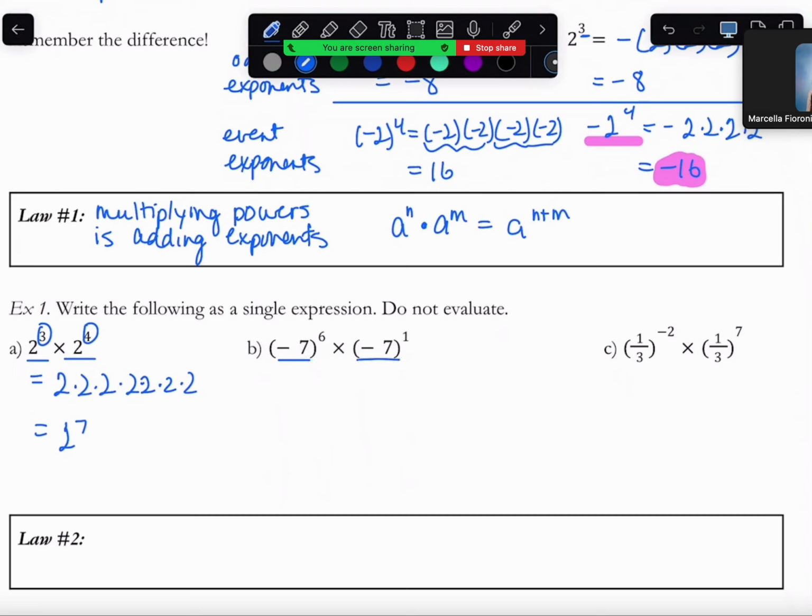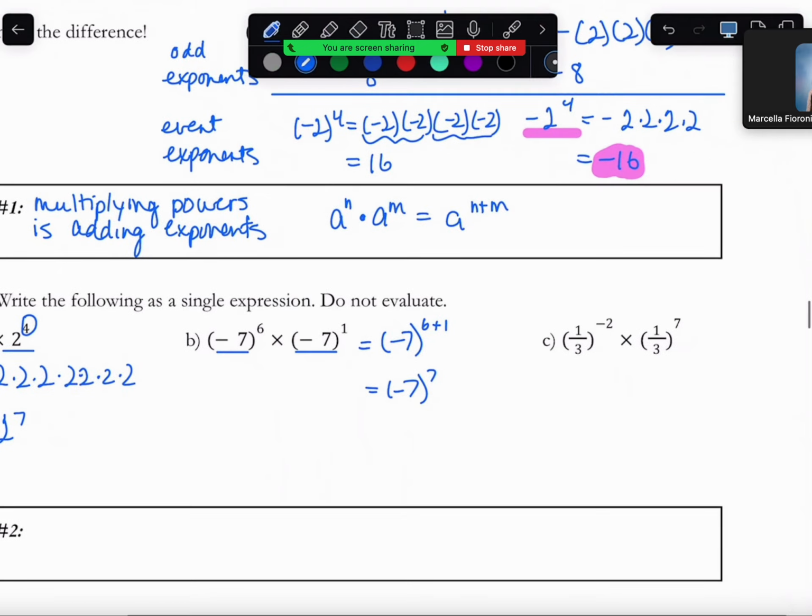So first we have to do a check. Are they the same? Yes, they are. So I can just write this as -7 to the 6 plus 1. Like that. Okay, next. So it works even for fractions. As long as the bases are the same, I'm allowed to add their exponents. And even when the exponents are negative, we just add them. We can put them in our calculator if we want. It ends up being 1/3 to the power of 5.